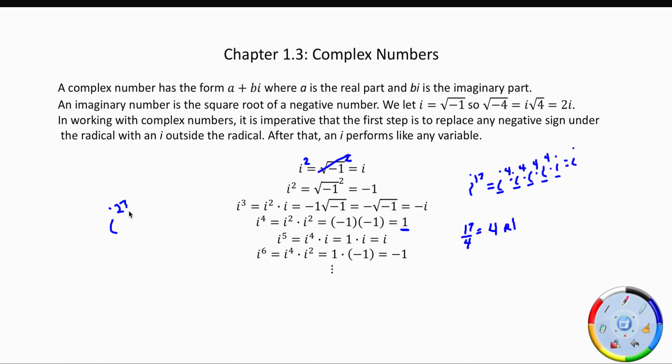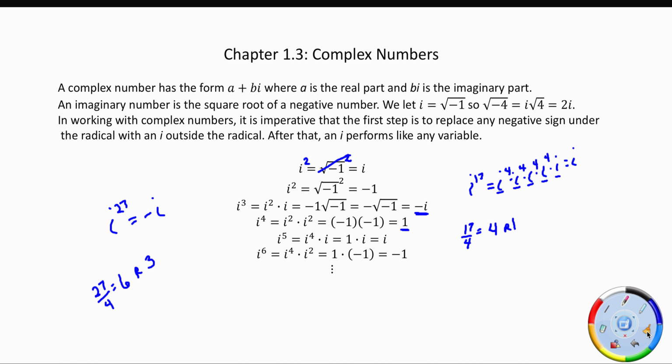i to the 27th, on the other hand, I could find out by saying, well, 27 divided by 4 is 6 with a remainder of 3. That means there's 6 ones multiplied times itself, i to the fourth times i to the fourth, and so on, times i cubed, which is -i. So I can find out easily any power of i if I just keep in mind this pattern. i, -1, -i, +1.